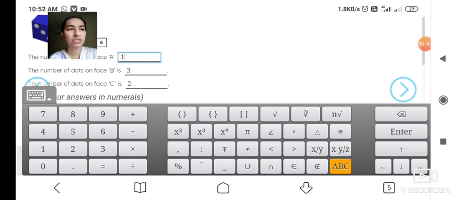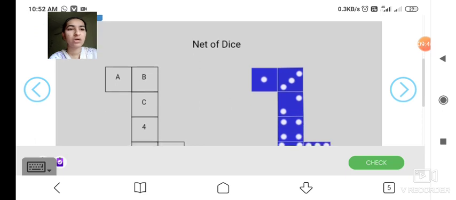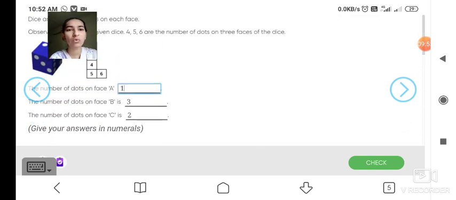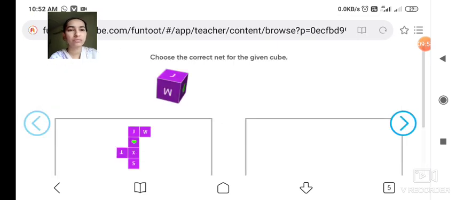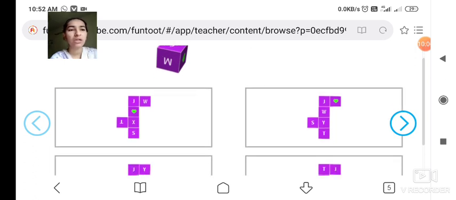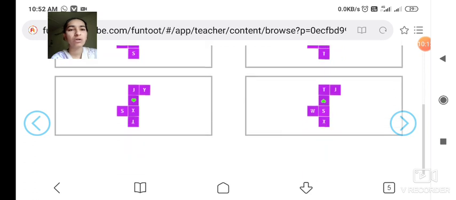Okay, understand this? You can see here 1, 3, 2. Both are the nets of a dice. Okay, you have to do like this only. Let's see another one. Choose the correct net for the given cube. Now this is the given cube, J, M, then a heart is there. Now we have to verify among these which is the correct net for our dice.